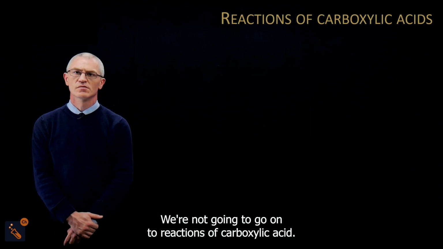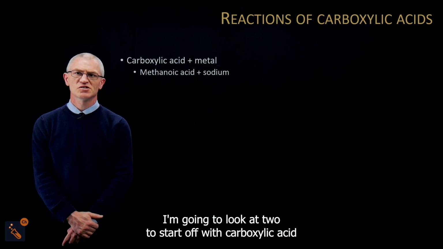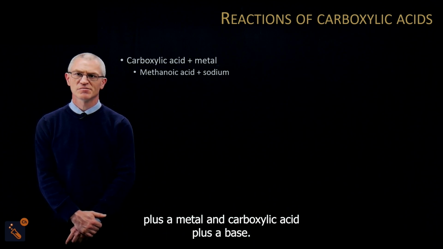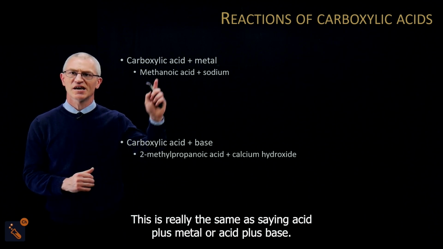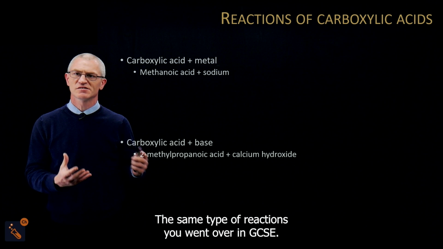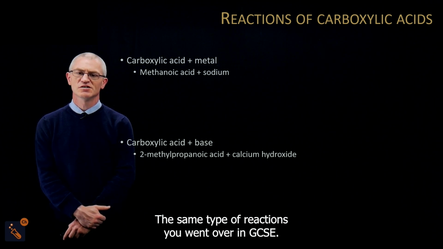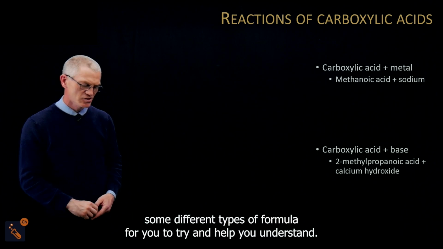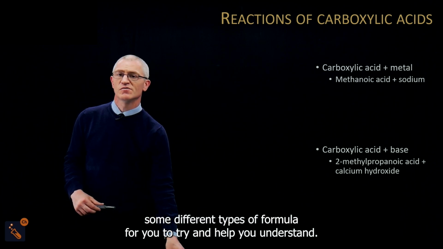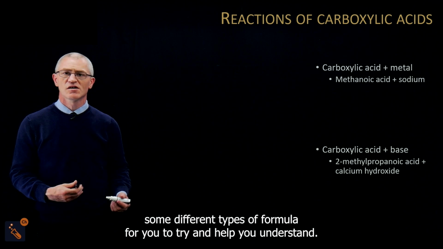We're now going to go on to reactions of carboxylic acid. I'm going to look at two to start off with: carboxylic acid plus a metal and carboxylic acid plus a base. This is really the same as saying acid plus metal or acid plus base. It's the same type of reactions you went over in GCSE, but let's put this over to the side, and then we'll draw out some different types of formula to help you understand.